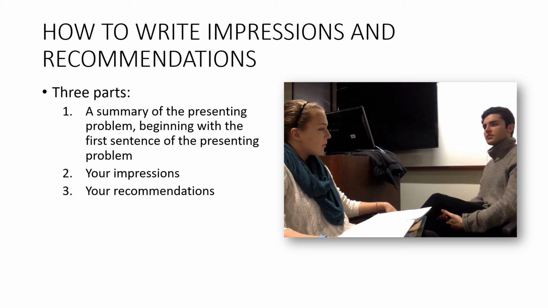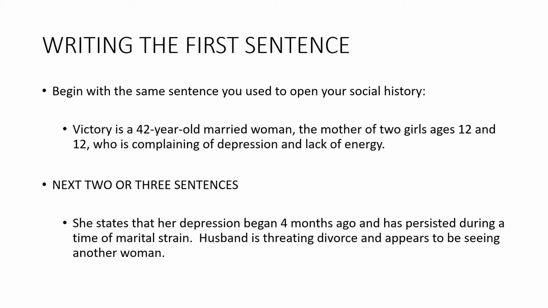There are three parts to this. The first one is a summary of the presenting problem. Begin with the first sentence of the presenting problem. Your second part is your impression, and then the third part is your recommendation. Writing the first sentence. Begin with the same sentence you used to open up your social history.